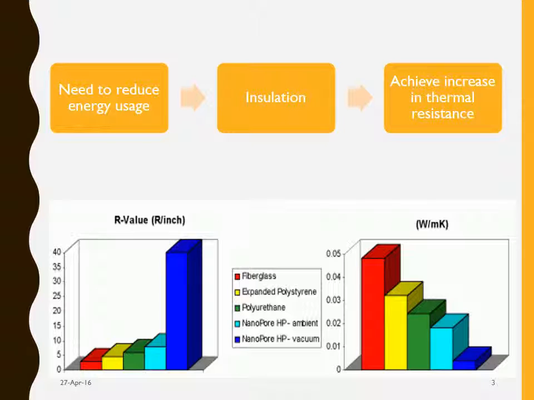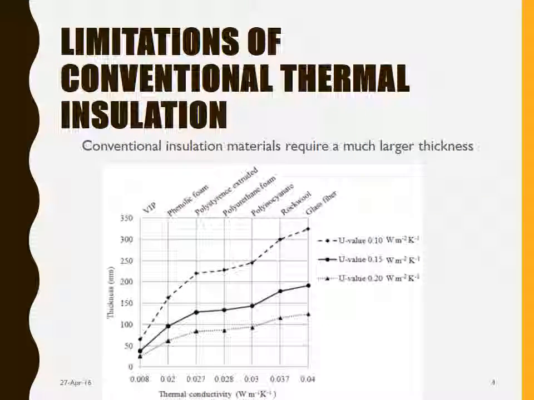Now here we can see bar charts representing the R values of different materials conventionally used for insulation and the corresponding heat fluxes. As the resistance increases, the heat flux through the wall decreases, thus maintaining the temperature inside. So we saw that to decrease the heat flux, we need to increase the thermal resistance.